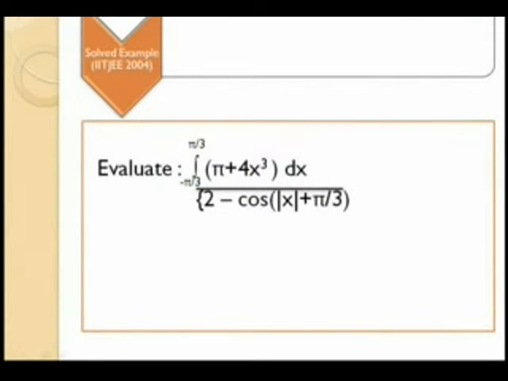So we have seen enough of properties. Let's try to apply these properties while solving problems. So let's see an IIT problem that appeared in 2004. Evaluate integral of (pi plus 4x cube) divided by (2 minus cos of modulus of x) plus pi by 3, from minus pi by 3 to pi by 3. So in this problem we have to calculate the value of integral of (pi plus 4 times x cube) divided by (2 minus cos of mod x plus pi by 3) from minus pi by 3 to pi by 3.